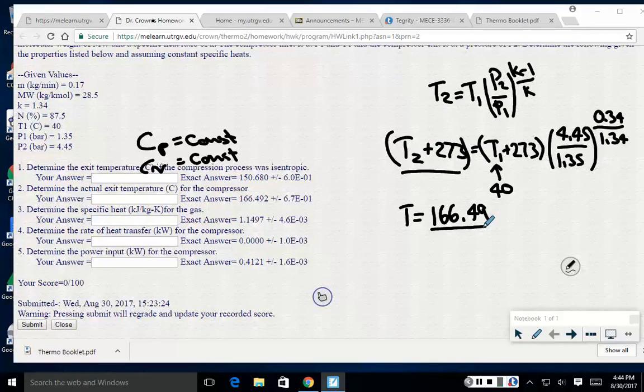All right, now to find the actual temperature, I'm going to use the isentropic efficiency. And the isentropic efficiency for the compressor is 87.5%. And the isentropic efficiency is the actual work, actually for a compressor, it's going to be the ideal divided by the actual.